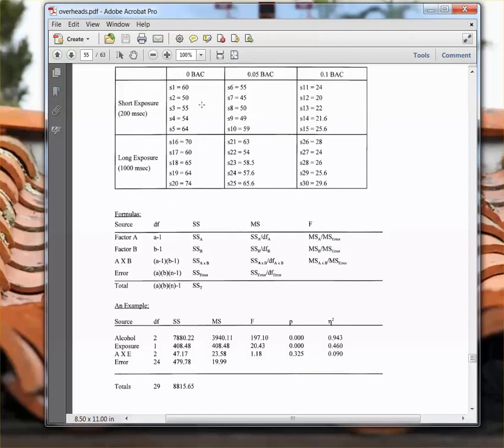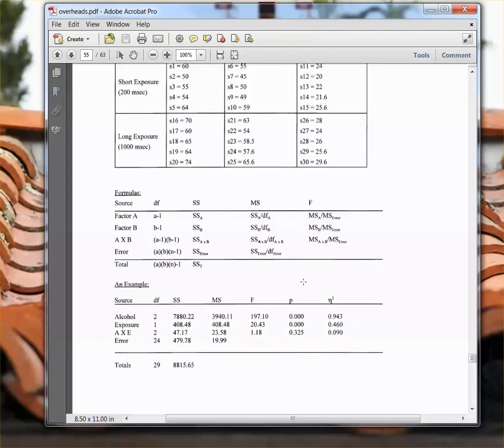So if we want to know how alcohol affects behavior, we collapse across this other variable. So this all gets treated as one big group here, this all gets treated as one big group, and this all gets treated as one big group. We'll talk more in depth about that in class. But we get the third F for our interaction. And each one is tested to see if it's significant, because they're all independent of one another.